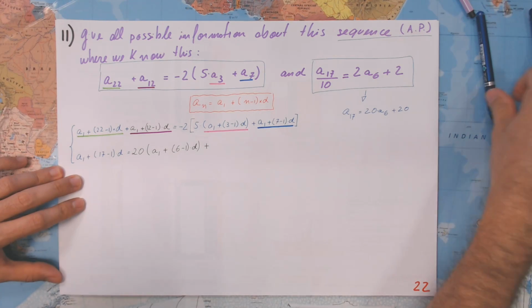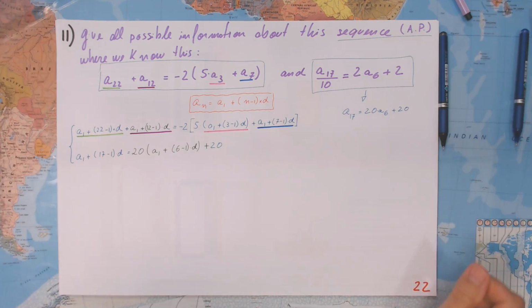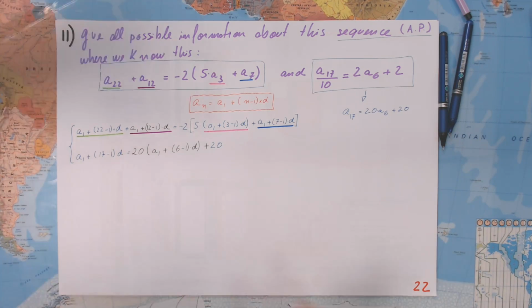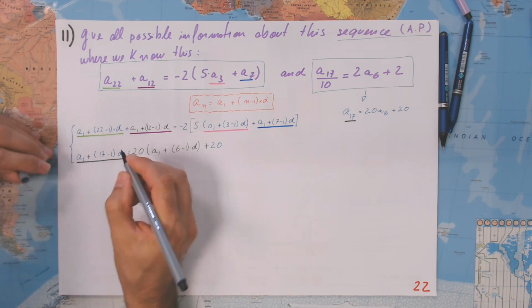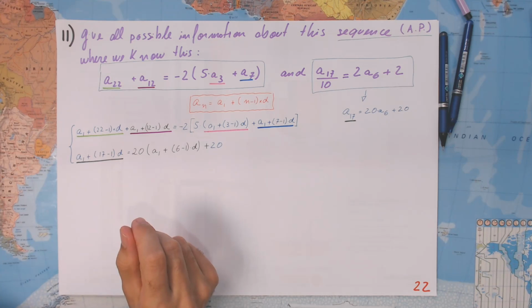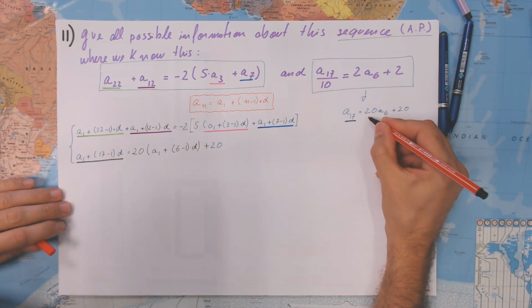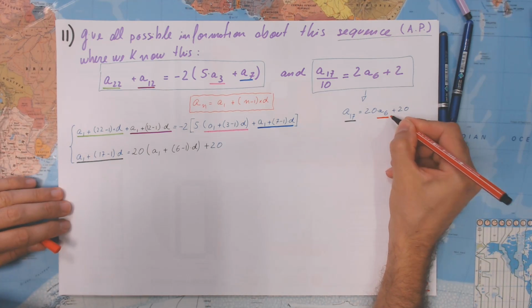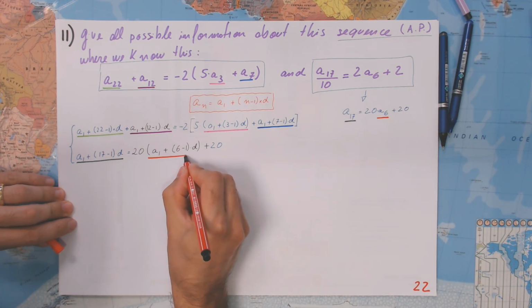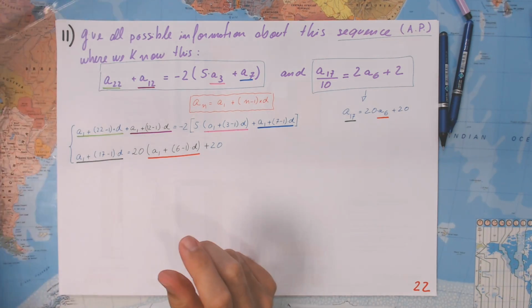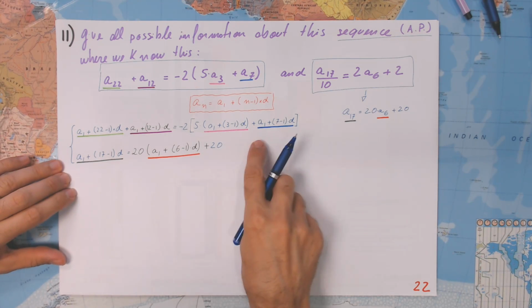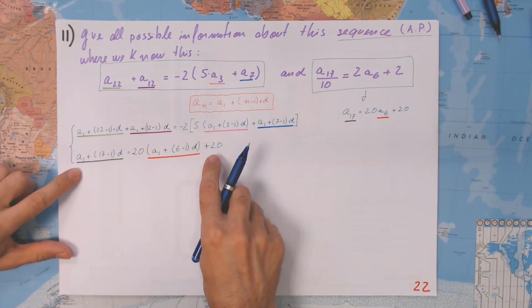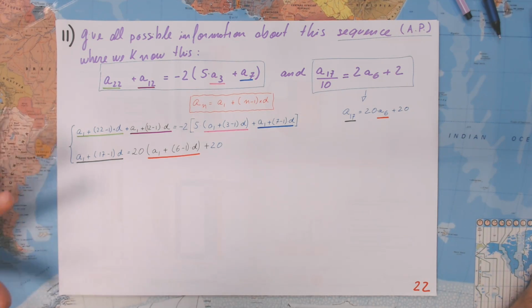plus 20. And again, this should be A17 in gray and maybe A6 in red. This is A6. Okay. Now I just have a huge equation and everything is resolved as a function of A1 and D. And all we have to do is just resolve this system.